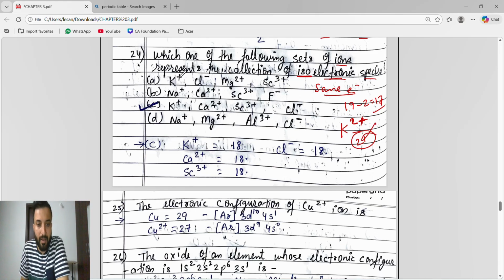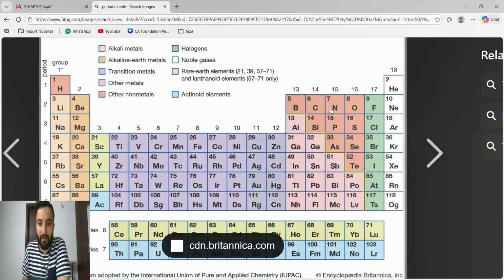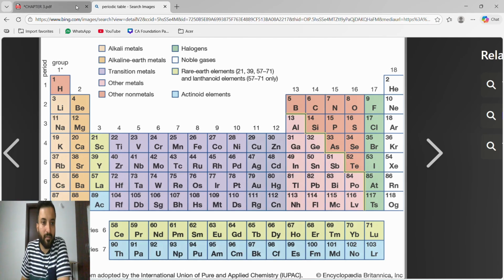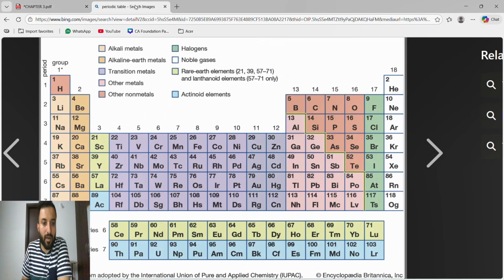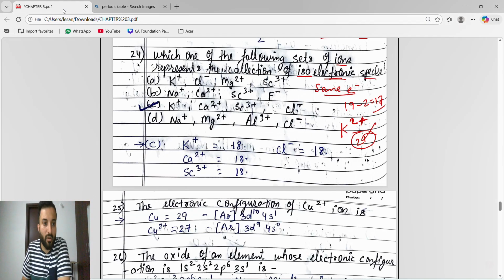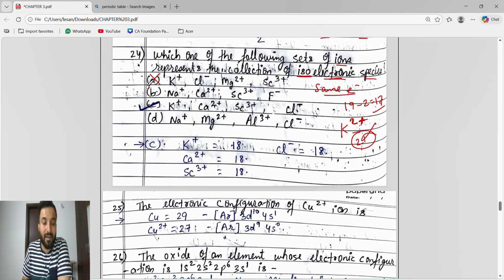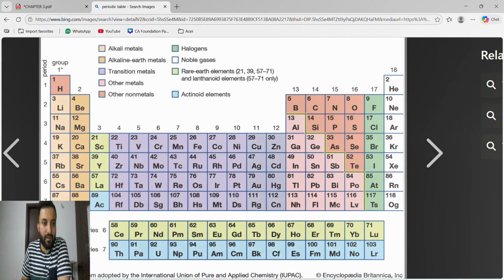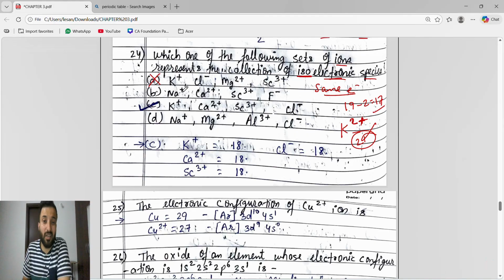K is 19, 19 minus 1, 18. Okay, this is 18. Chlorine is 17, and minus means we have to add 1, it is 18. Mg is 12, from 12 we do minus 2 is 10. No, it is not following. Like that we have to check. Sodium is 11. From 11 we minus 1, that is 10.